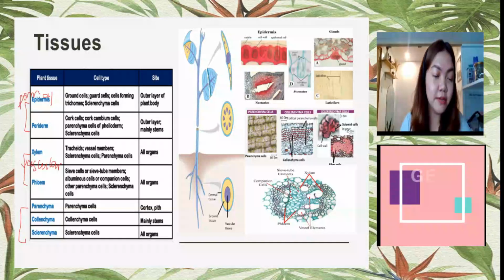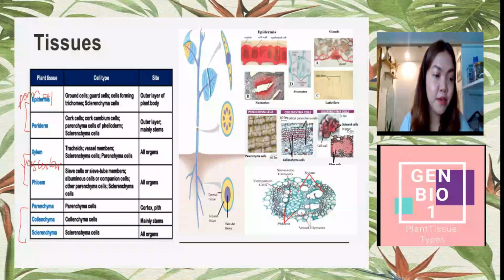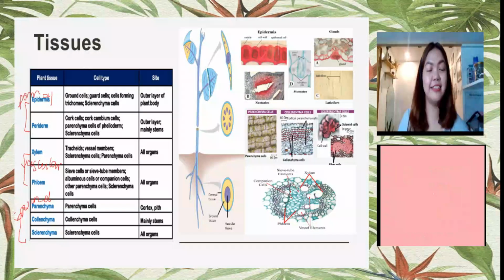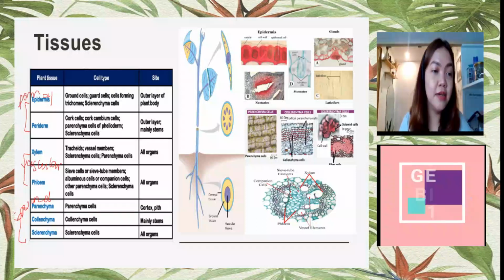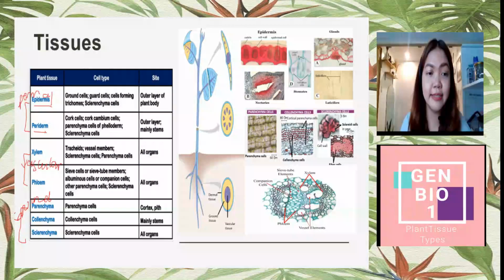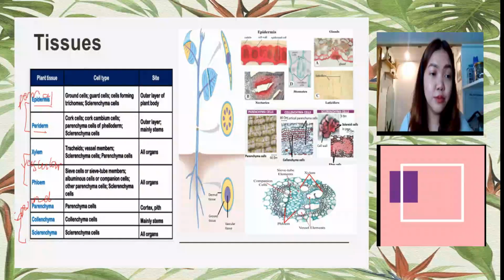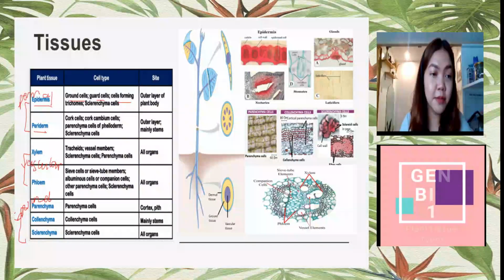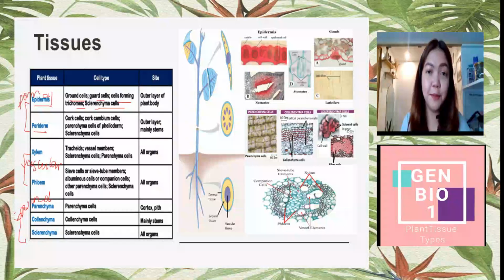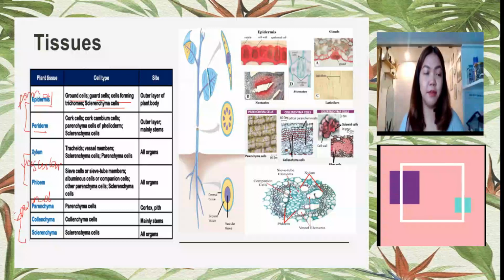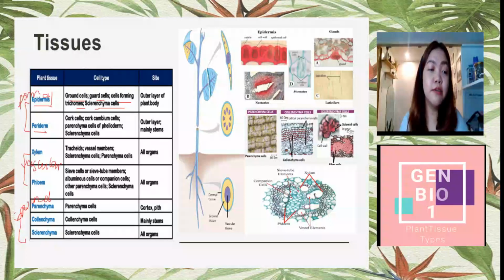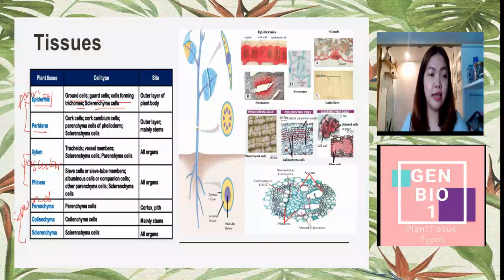and parenchyma, collenchyma, and sclerenchyma are part of your ground tissue. For the dermal, it has the epidermis and periderm. Epidermis includes ground cells, guard cells, cells forming trichomes, and sclerenchyma. They can be found in the outer layer of the plant body, so they surround the plant body, just like the function of the epithelium in the animal tissue.